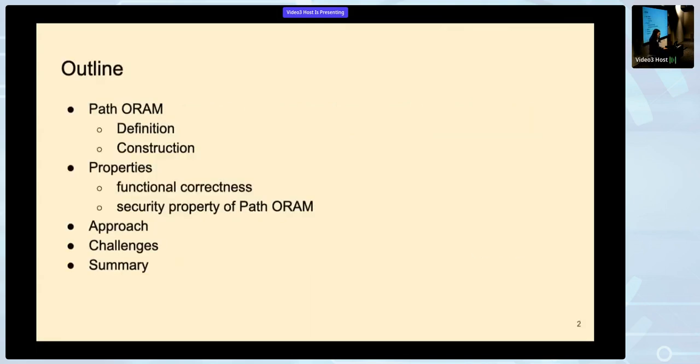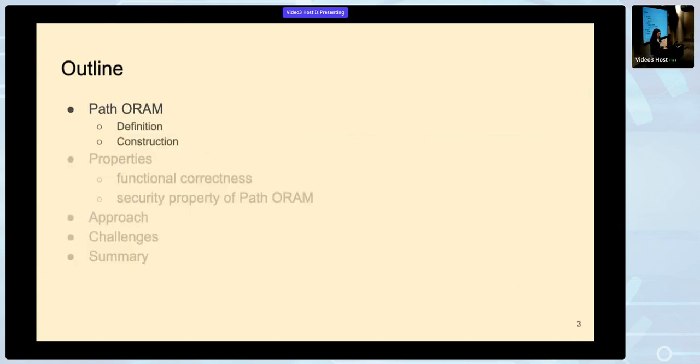All right, here's the outline of my talk. Many of you have probably heard of Path ORAM, but I'm going to give an overview of it, covering the definition, construction, and algorithm, and then show what properties we care about for this crypto primitive, namely functional correctness and the security property. Then we'll move on with approaches, challenges, and the final takeaway.